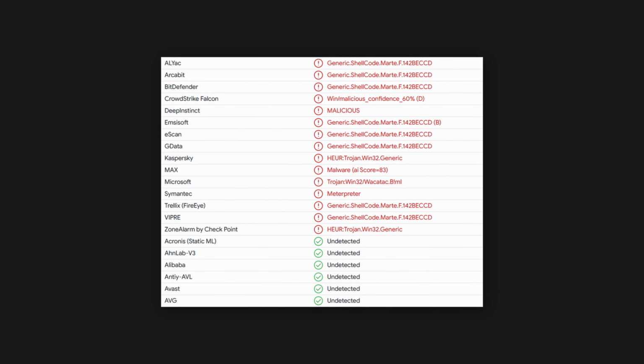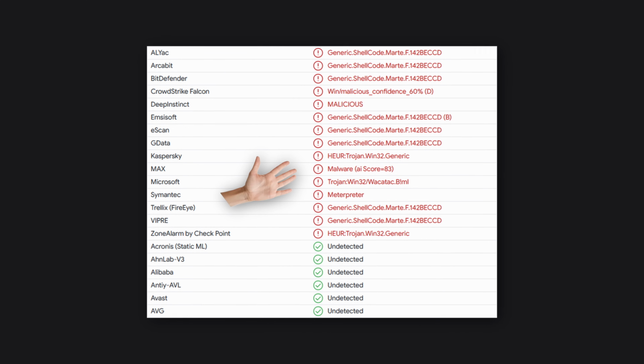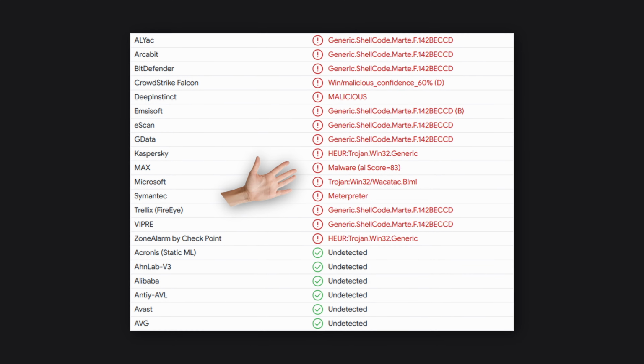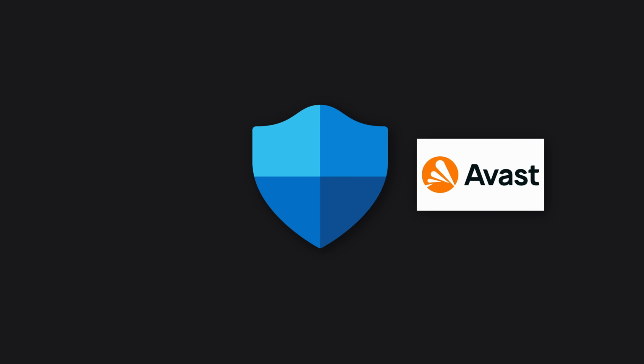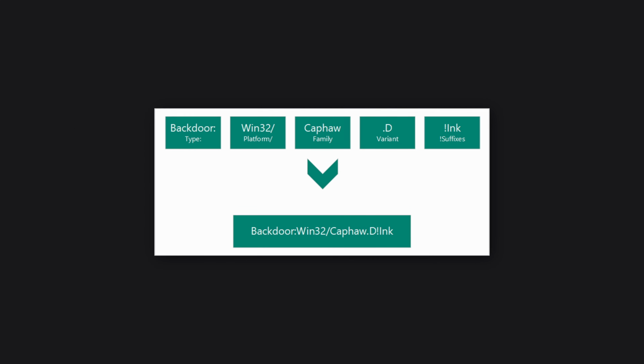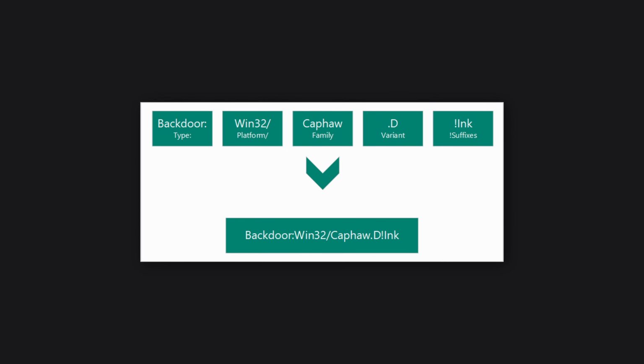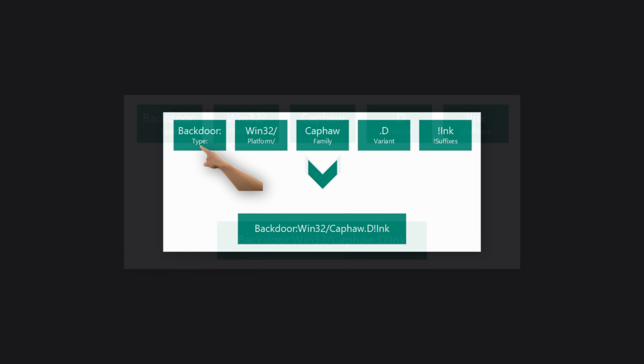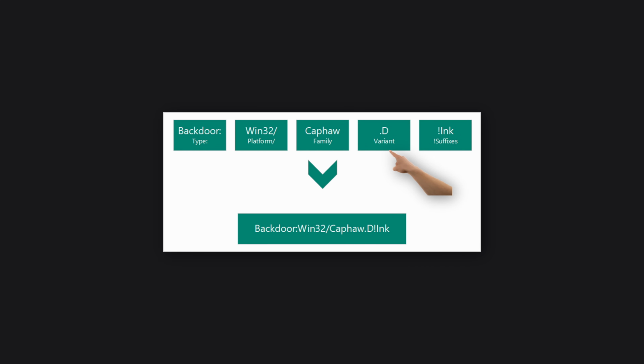Another thing we should understand is how malware is classified by security solutions or defensive solutions like Defender, Avast, or EDRs like SentinelOne or whatever. Of course, not all of them classify malware in the same way. It's not uncommon to see something similar to the following classification scheme. This is how Defender does it. It's segmented in the following way. First, we have the type, the platform, family, variant, and suffixes.